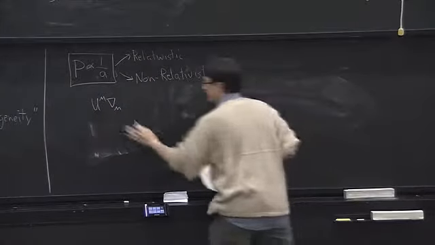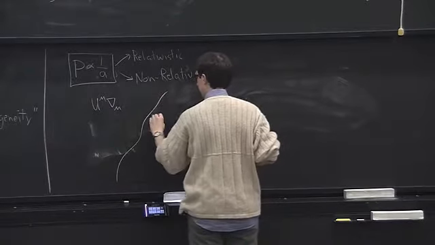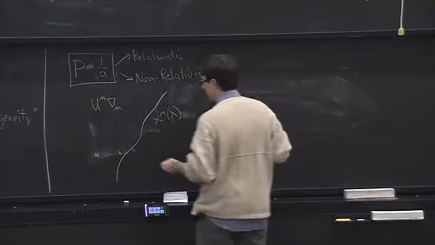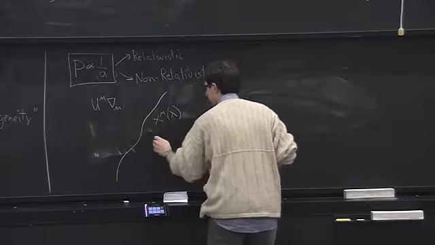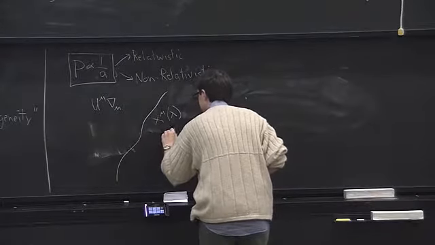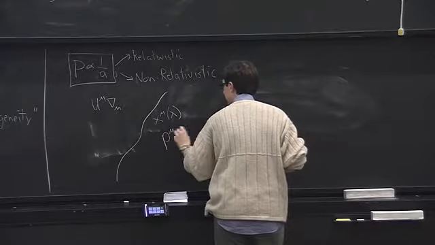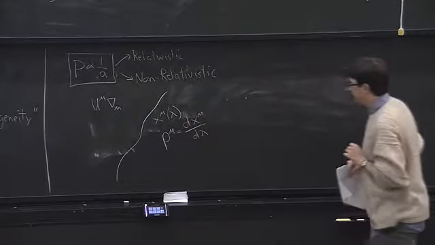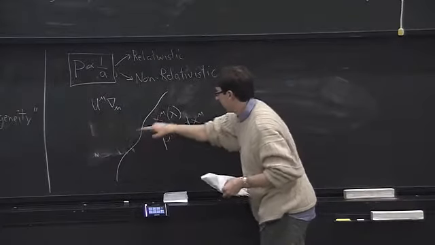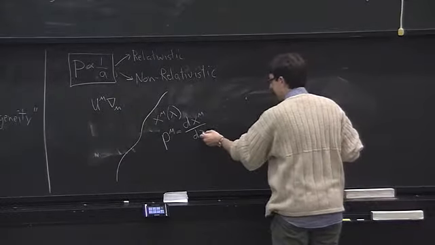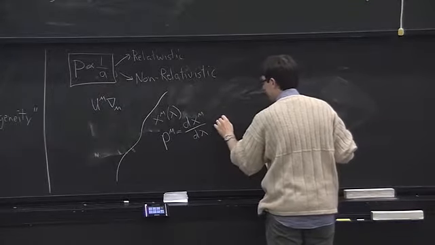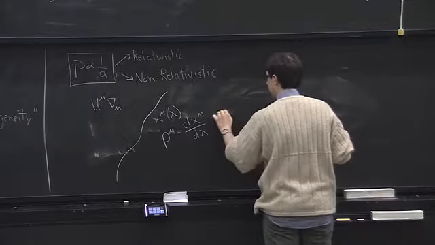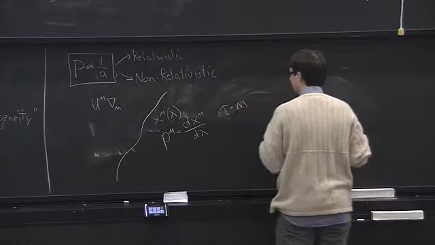So let's imagine you have some curve, x^μ of λ, through your spacetime, and the momentum of this particle is p^μ equal to dx^μ/dλ. So λ is a so-called affine parameter along the curve. In the massive case, it's more conventional to define λ by defining the proper time to be m, the mass of the particle, times λ.